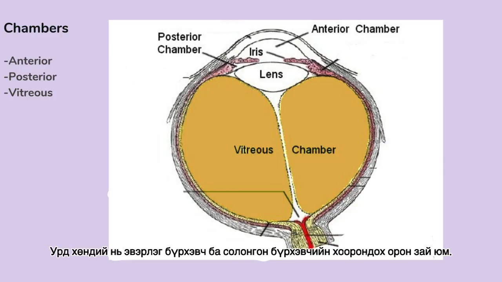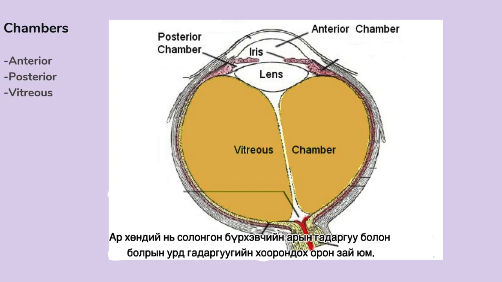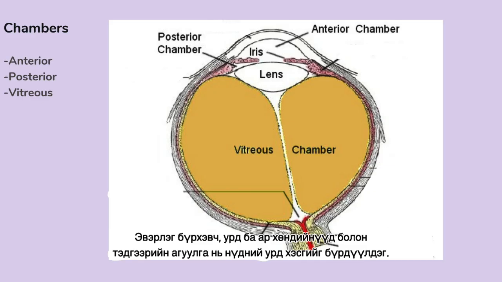The anterior chamber is the space between the cornea and the iris, and we can see it at the top of this picture. And the posterior chamber is the space between the posterior surface of the iris and the anterior surface of the lens. And in this picture, we can see it on the left side. The vitreous chamber, which is this part in the middle, is the space between the posterior surface of the lens and the neural retina.